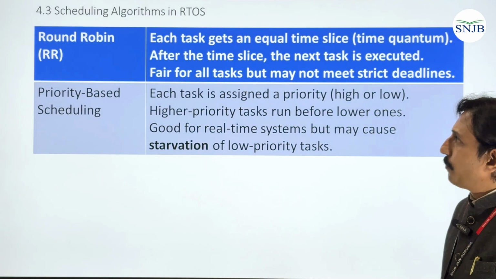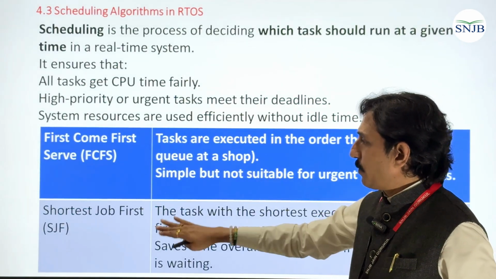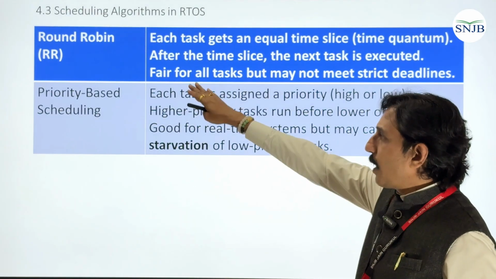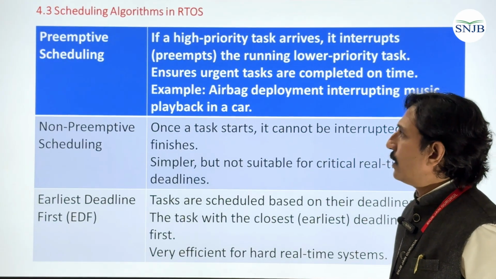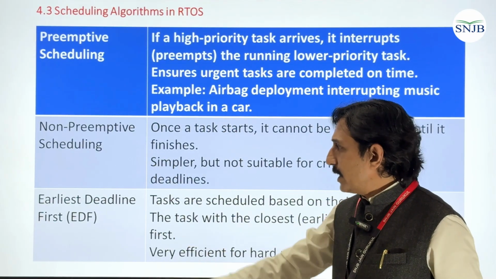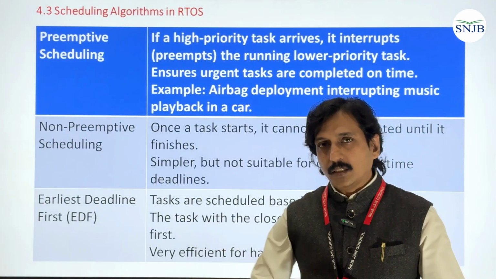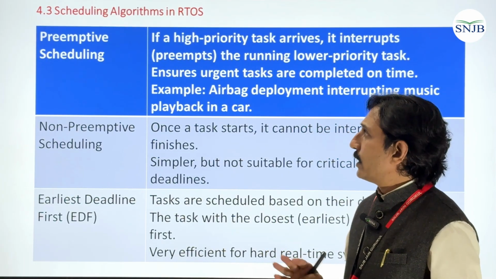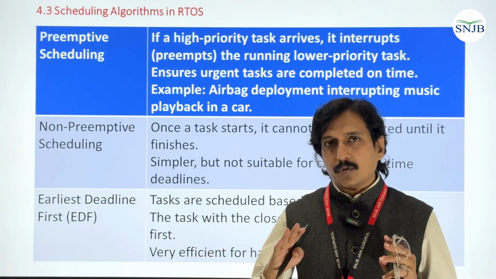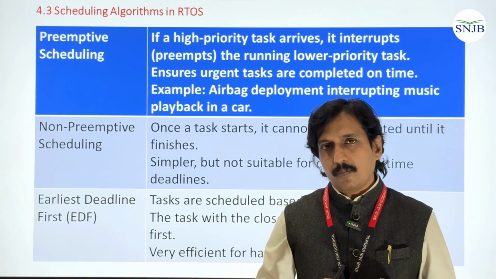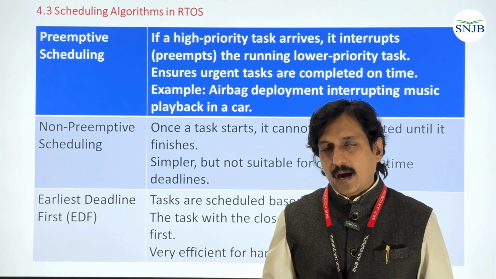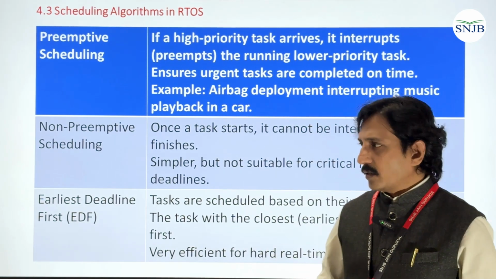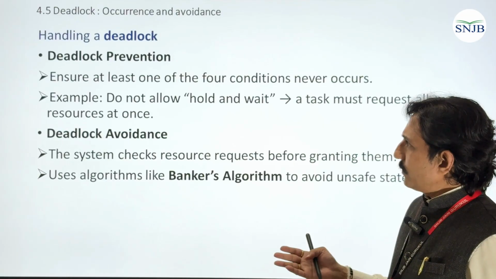So these algorithms we have seen with reference to the pattern of execution. They were first come first serve, then shortest job first, round robin, priority based, preemption, non-preemption, and earliest deadline. So this is all about the scheduling algorithms. Now in the next and last session, we are going to cover the objectives of the real-time operating system, that is semaphore and watchdog timer, and deadlock handling.